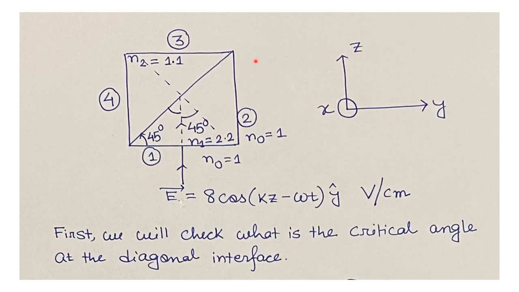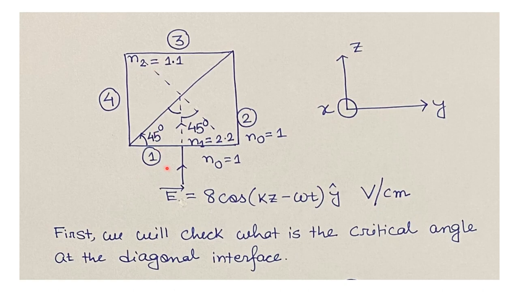According to the schematic given in our question, the electric field of the EM wave in region 1 is given by E vector equals 8 cos(kz minus omega t) along the y cap direction, and the EM wave is propagating along the z cap direction in region 1. Now, some portion of the incident EM wave in region 1 will be transmitted inside the slab and will fall on the diagonal interface separating these two regions.